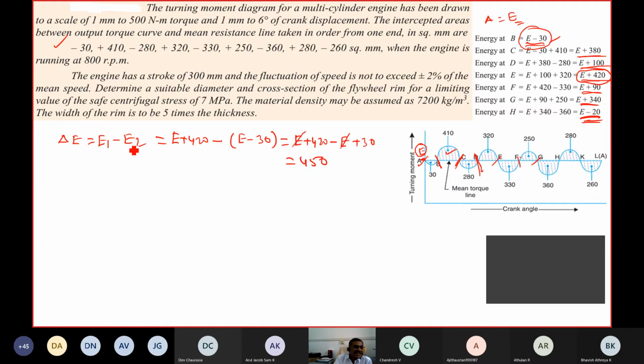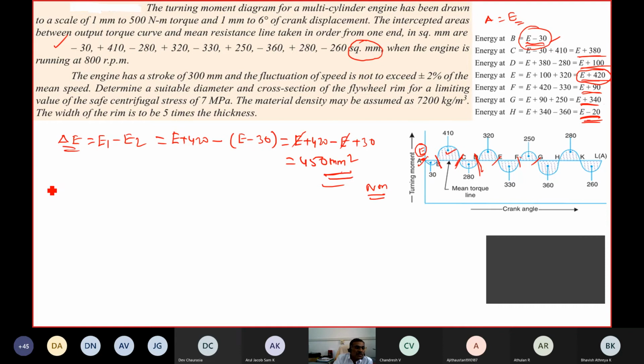What is the unit? Energy in what? Here it is in square millimeter, because it is in the form of graph. So we found the energy in millimeter square, but we want energy in what unit? Newton meter. So now you take the scale.